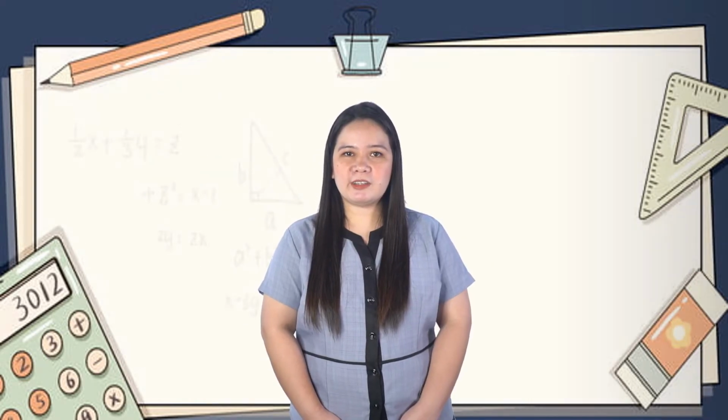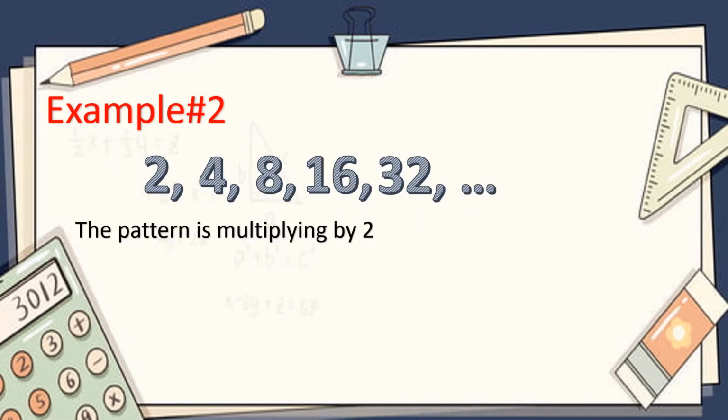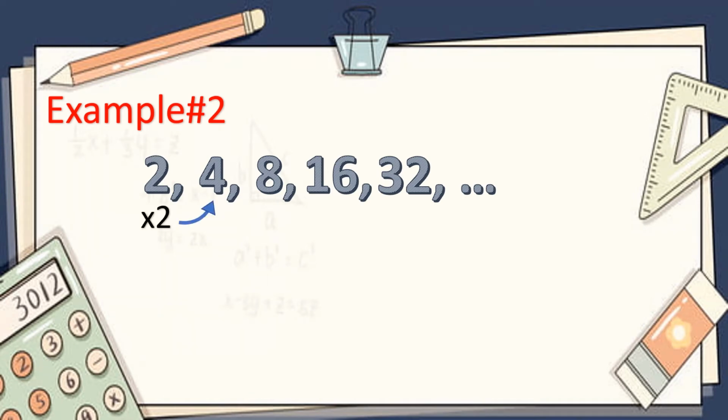Another example is the sequence 2, 4, 8, 16, 32. The pattern here is by multiplying by 2. Starting from the first value, which is 2, 2 times 2 is 4. Then 4 times 2 is 8. 8 times 2 is 16. And 16 times 2 is 32.